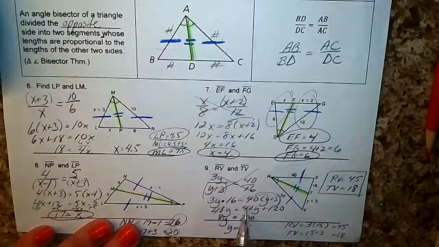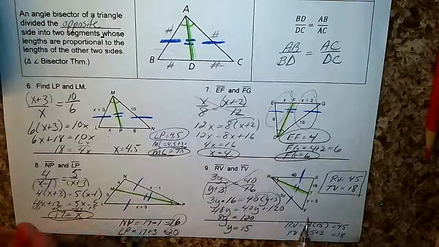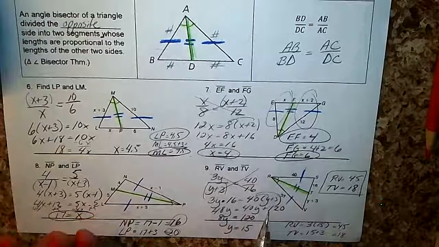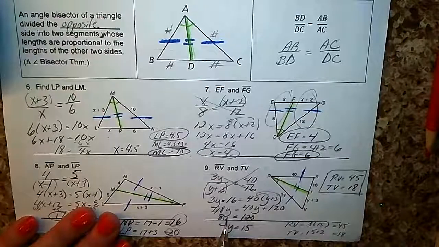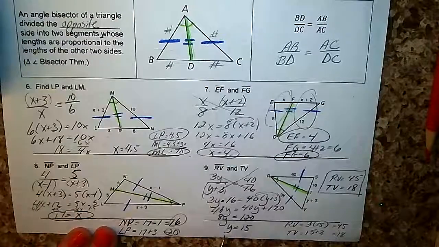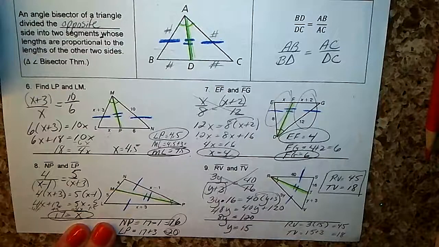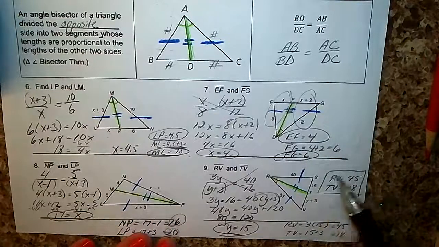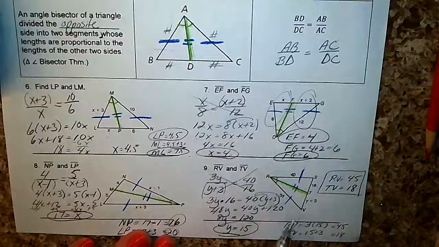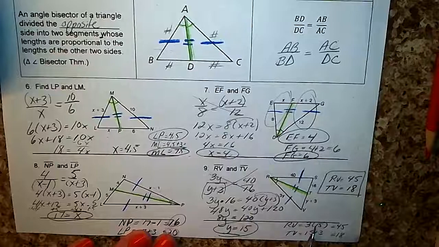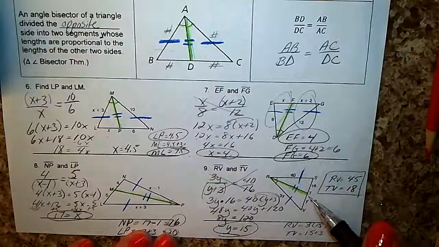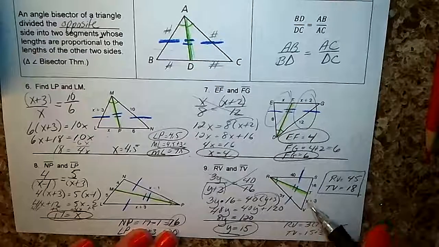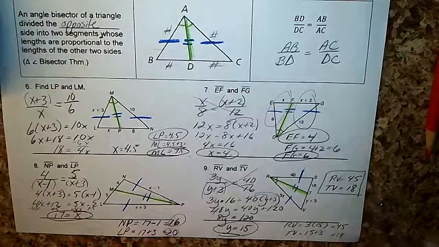Distribute the 40. 40y plus 120 is equal to 40y plus 120. And on this side, I got 48y. So I'm going to subtract the 40y, get 8y left, equals 120. Divide by 8, and I get 15. And then I have to go back and plug it in. So I wanted to find out RV. RV was 3y, so I did 3 times 15 equaled 45. And I also had to find TV, which was 15 plus 3, which is 18. So those are my two answers there.